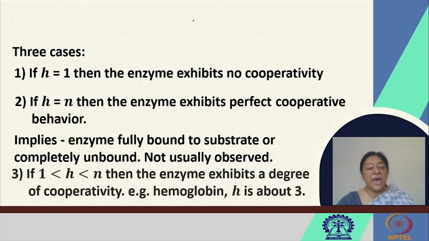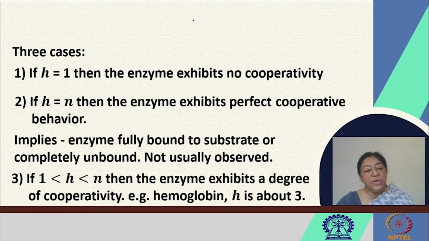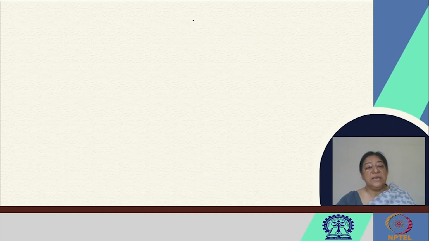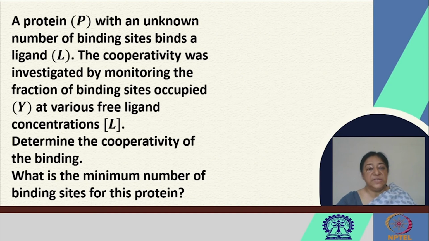In reality, we have a value that is between 1 and n. Then we say that the enzyme or the protein exhibits a degree of cooperativity. For example, hemoglobin that has 4 binding sites, which we will see in a subsequent lecture, shows us an h of about 3. Now let us work on this Hill equation, looking at a Hill plot, and see how we can work on a specific example.